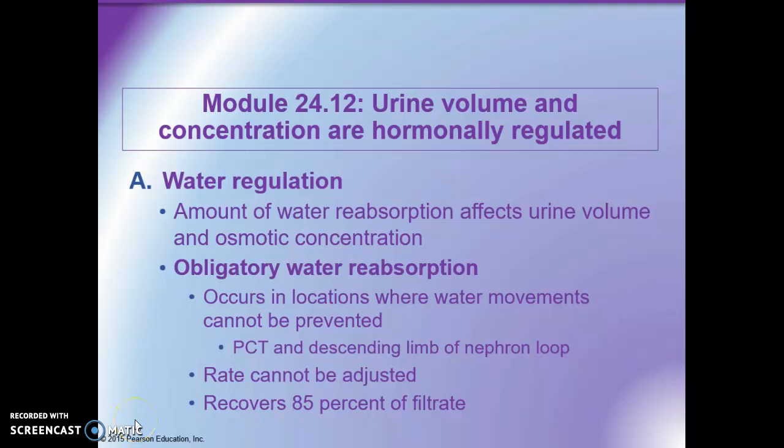The volume and concentration of urine are regulated by hormones. The amount of water reabsorption affects urine volume and osmotic concentration. There is obligatory water reabsorption. This occurs in locations where water movements cannot be prevented, such as the PCT and descending limb. The rate cannot be adjusted. It recovers 85% of the filtrate.